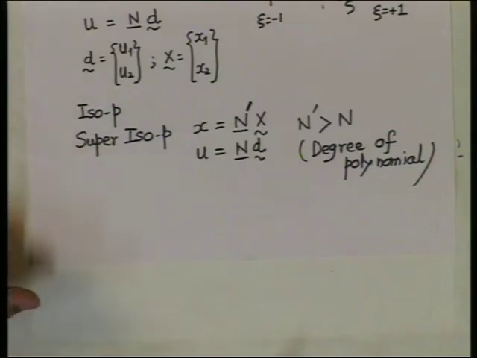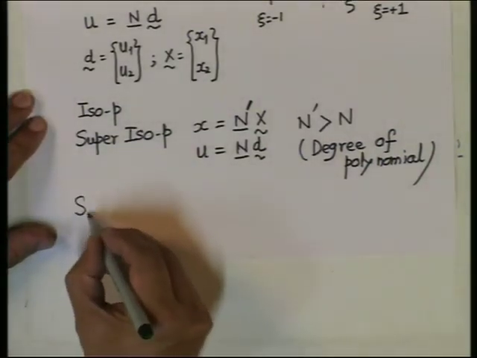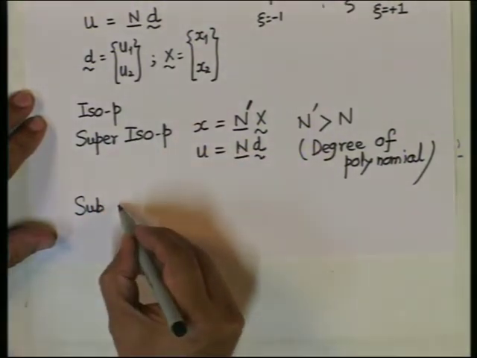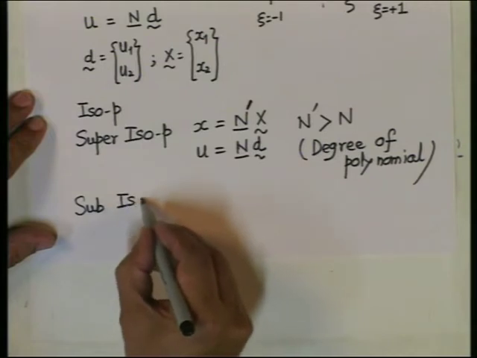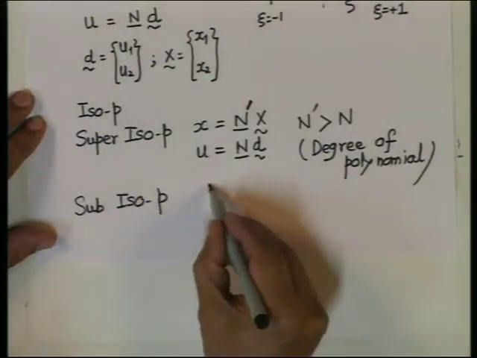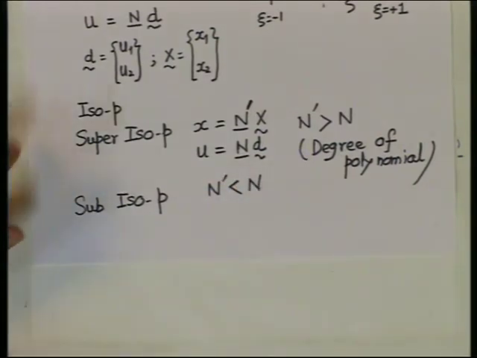There is also sub isoparametric. So you should know sub isoparametric. As the name indicates, this one is when the N dash polynomial degree is less than N. The polynomial degree of N dash, that means the shape function that contains geometry, is less than that of displacement. Then it is sub isoparametric.